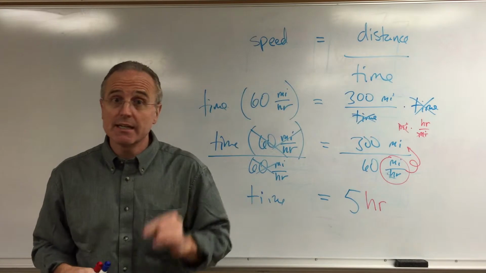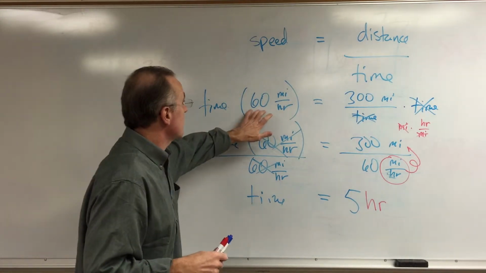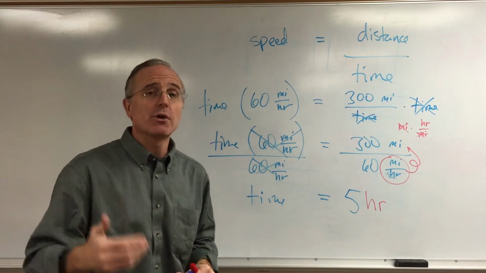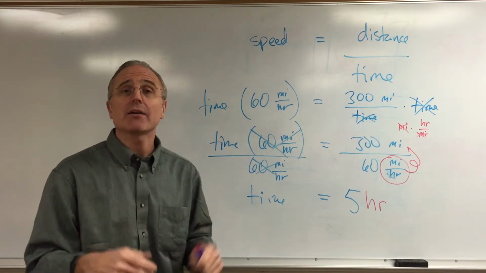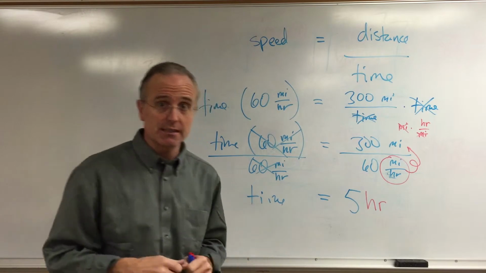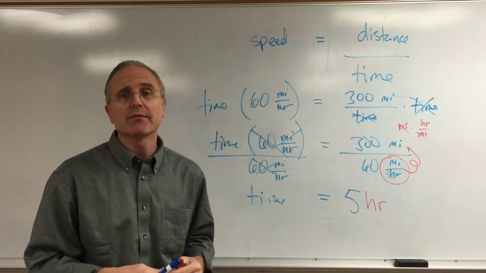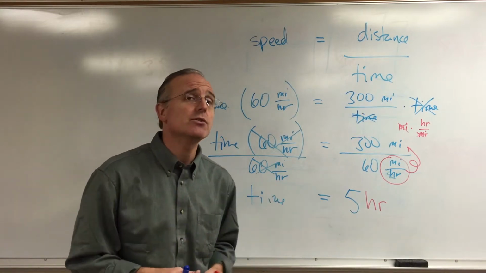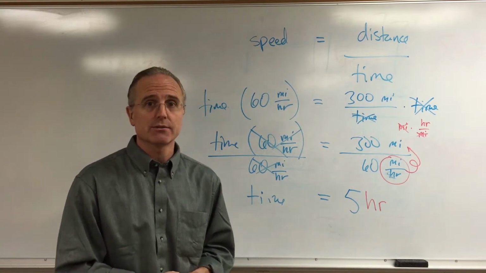Now, let's look at another one. Let's suppose that we were driving at 60 miles an hour, but suppose we were going to be able to drive to the moon, and we wanted to calculate how long it would take for that journey. Now, the moon's, well, quite a bit farther away. In fact, the average distance between the Earth and the Moon is somewhere around 240,000 miles.